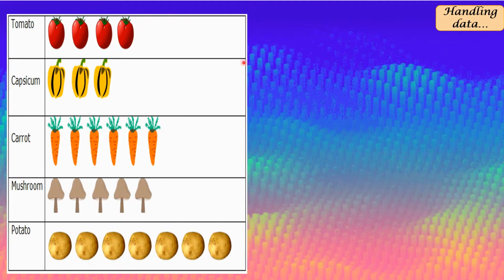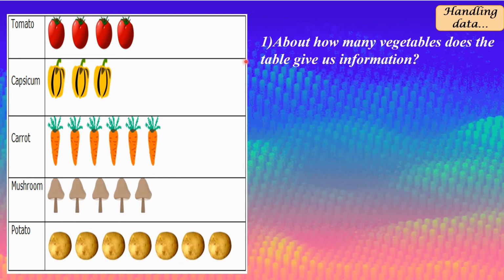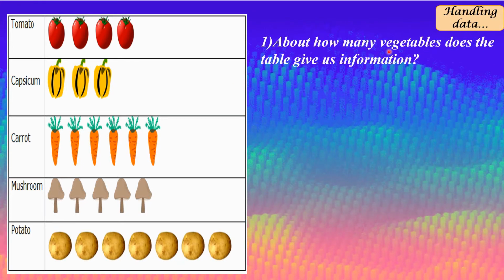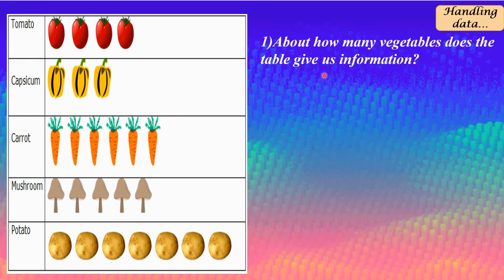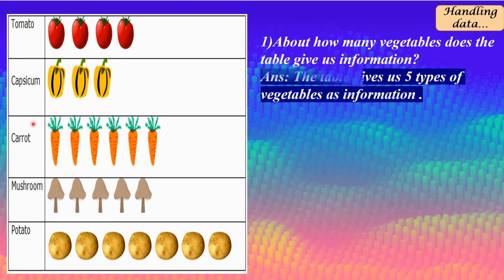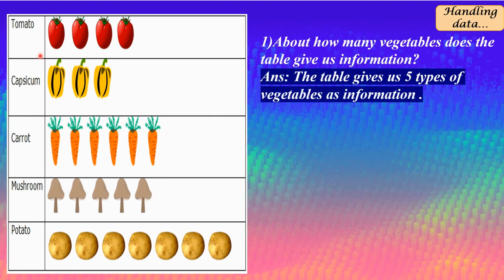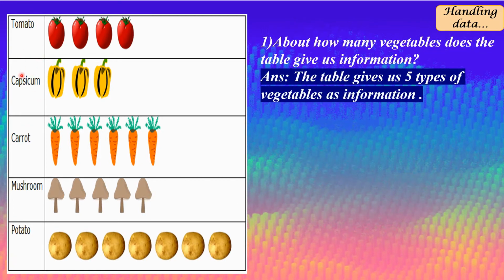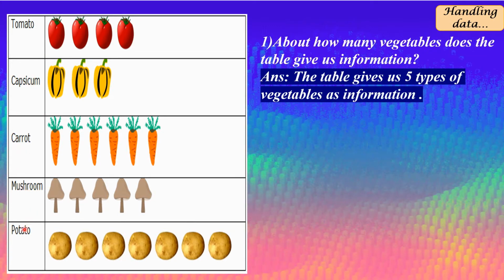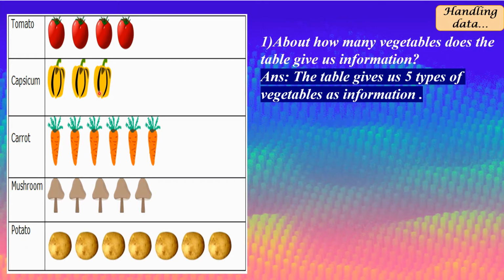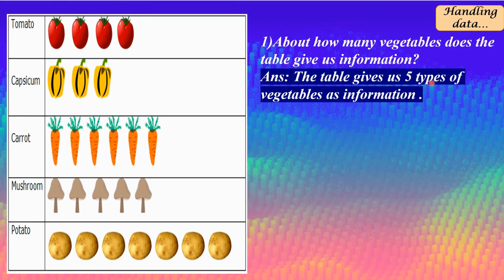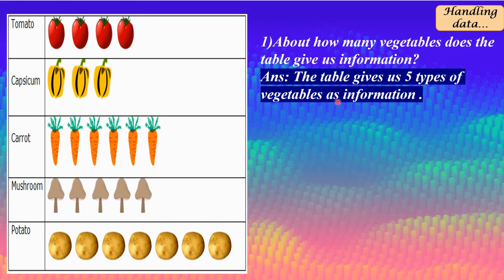Now the next table here, student. Next example for you, about the vegetables. How many vegetables does the table give us information about? How many vegetables can you see here, student? The tomato, capsicum, carrot, mushroom and the potatoes you can see here, student. Yes, the table gives us 5 types of vegetables as information.